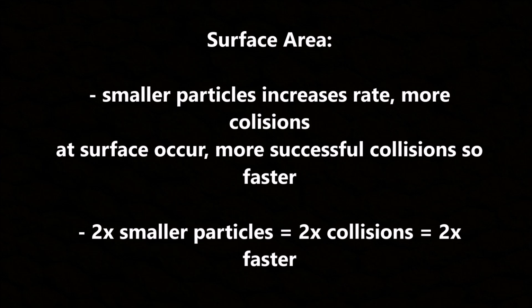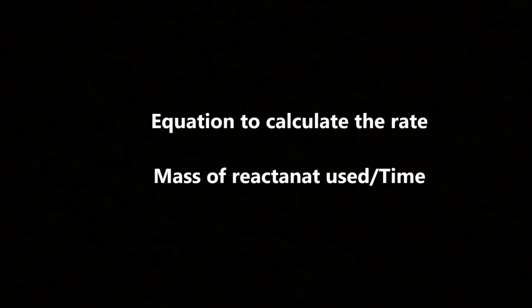Surface area. Smaller particles will increase the rate as there will be more collisions at the surface, and more collisions will mean it will happen faster. So if the particles are twice as small, there will be twice as many collisions, and the rate of reaction will be twice as fast. The equation to calculate the rate is mass of reactant used divided by time.